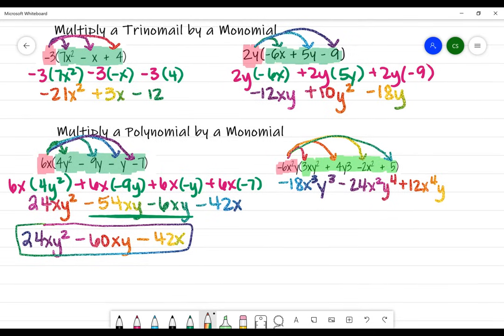And lastly, negative 6x squared y times a positive 5. Multiply my coefficients, negative 6 times a positive 5, negative 30. No x's on the 5 or y's, so I just bring it. And there we go. We have multiplied polynomials by a monomial.